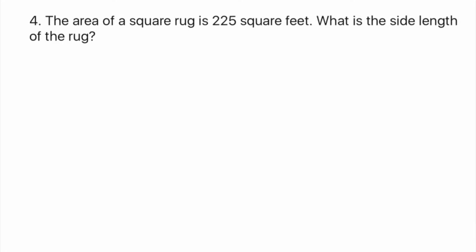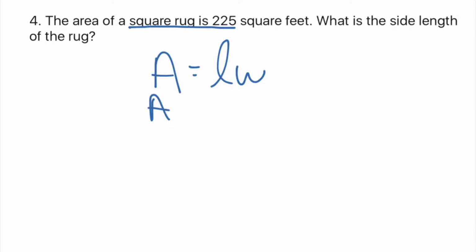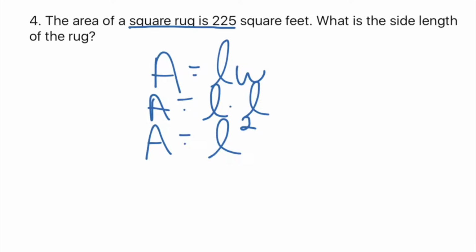Number 4, the area of a square rug is 225 square feet. What is the length of the rug? So this one is kind of the opposite of finding area. We know that area equals length times width. But since this is a square rug, we know that the sides are exactly the same. So length is the same as width. So we also could have written it as length squared.